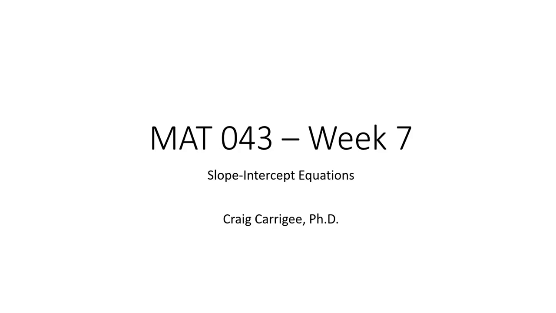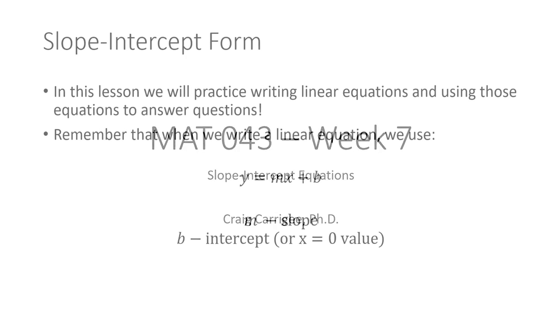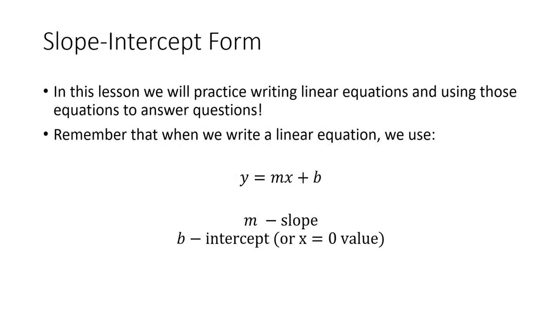Alright, welcome back everyone. This week we're just going to solve some problems using slope-intercept equations. Remember that the slope-intercept form of a linear equation has two variables, y and x, and we have the slope and the y-intercept. We write that equation as y equals mx plus b, where m is the slope and b is the intercept. We're going to use this equation throughout these examples.